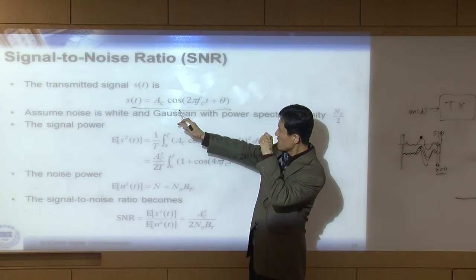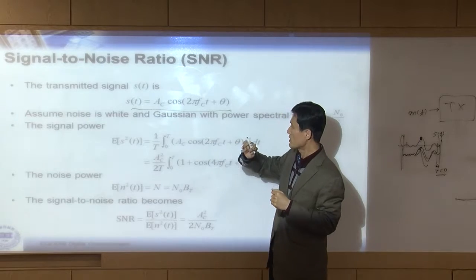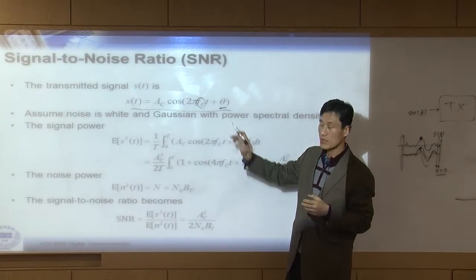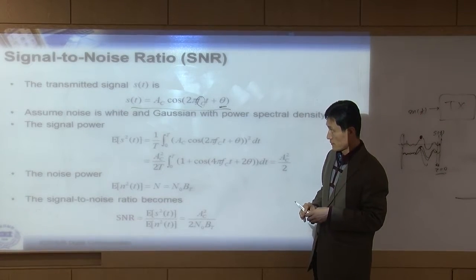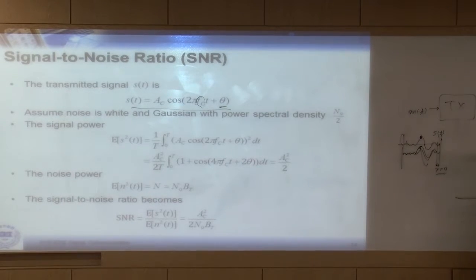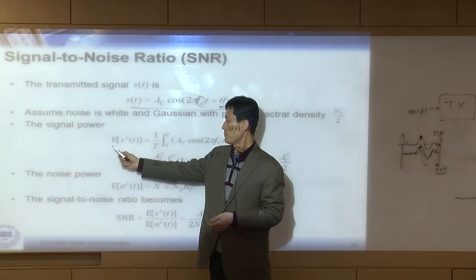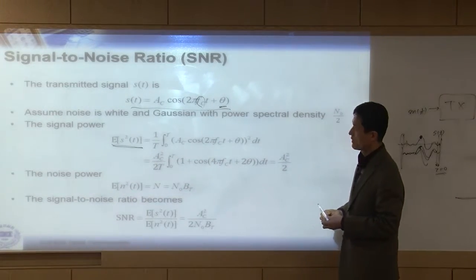Just A_c, this is the maximum amplitude, and cosine, f_c is the carrier frequency, right? And theta, we call that the phase. So this is just a general waveform for the transmitted signal. What we are trying to do is simply calculate the average signal power.